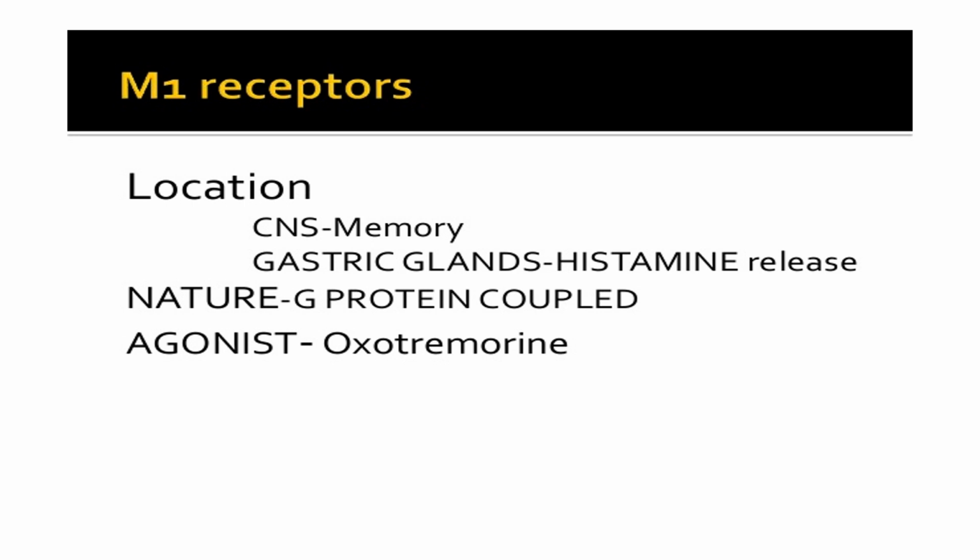Location and action of M1 receptors. Where are they present? They are present in the CNS, autonomic ganglia and the gastric glands. In the CNS, it helps in learning, memory and other motor functions. In autonomic ganglia, it helps in depolarization, and in gastric glands it helps in gastric acid secretion and histamine release. These are the functions shown by M1 receptor activation at the respective sites.